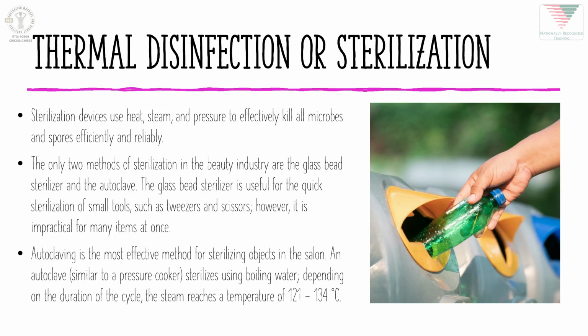Autoclaving is the most effective method for sterilizing objects in the salon. An autoclave, similar to a pressure cooker, sterilizes using boiling water. Depending on the duration of the cycle, the steam reaches a temperature of 121 to 134 degrees Celsius.